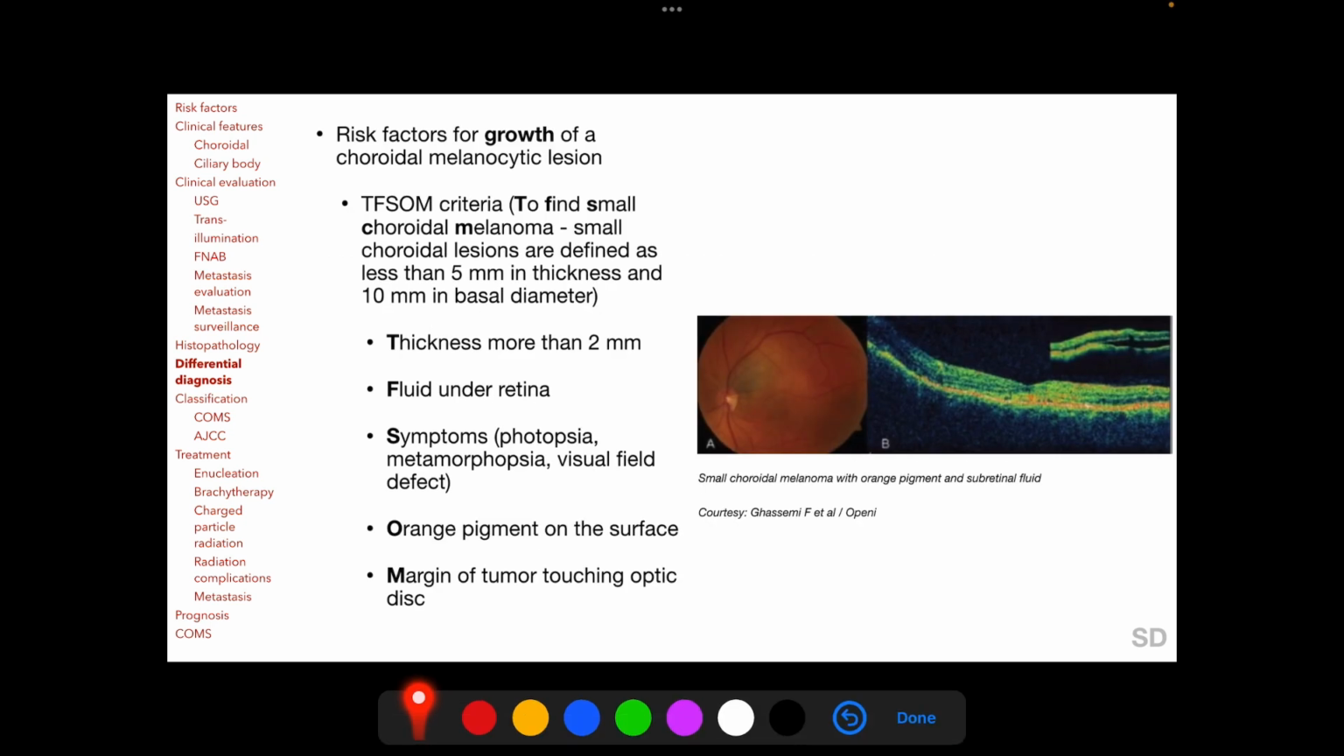Risk factors for growth of a choroidal melanocytic lesion are very important, and they are known as the TFSOM criteria, an acronym for "To Find Small Ocular Melanoma". TFSOM criteria stands for thickness of the tumor more than 2 mm, subretinal fluid, occurrence of symptoms such as photopsia, metamorphopsia or visual field defect, orange pigment on the surface due to lipofuscin, and margin of the tumor touching the optic disc.